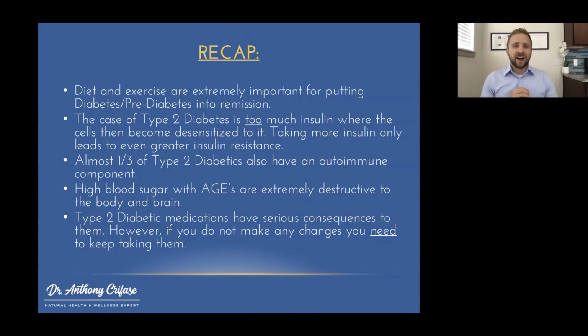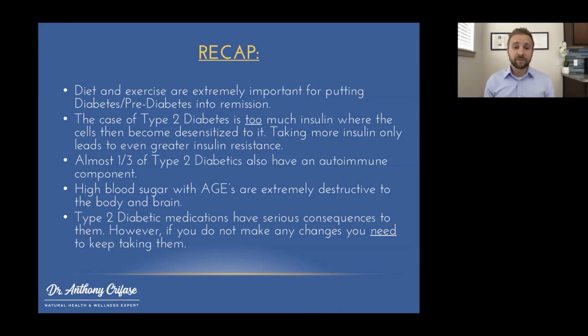So I hope you enjoyed this presentation. Let's recap. Diet and exercise, yes, are extremely important for diabetes and prediabetes, but they are not by any means the only thing that needs to be addressed. The case of type 2 diabetes is where too much insulin is outside and the blood glucose is not responding. The insulin is not responding to the glucose, okay? So it becomes desensitized to it. So taking more insulin only leads to even greater insulin resistance. That's the problem that we have hammered in to date.